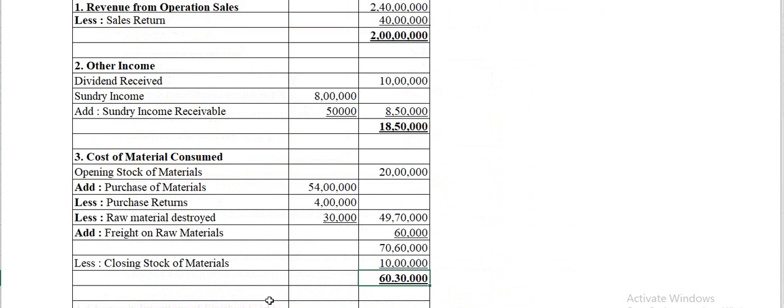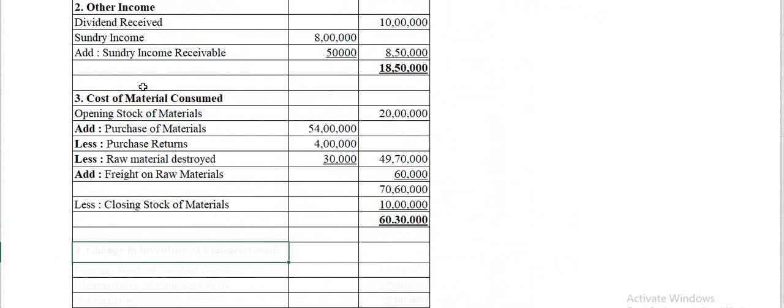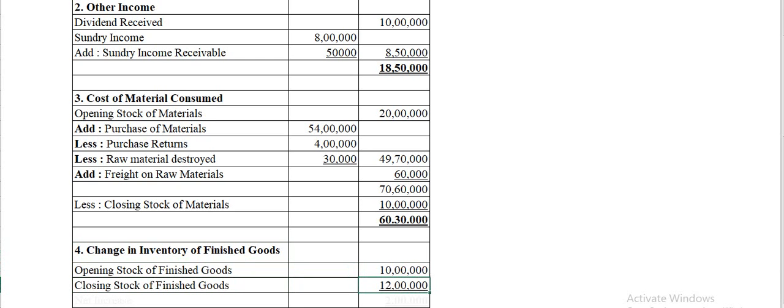So how to write? See, we have to go to the notes to account. We have to make a new note, that is changes in the inventory. So I am writing here, see, changes in the inventory of the finished goods. First we have to write opening stock of the finished goods, and the value is 10 lakh, and the next is your closing stock, and the value is 12 lakh.